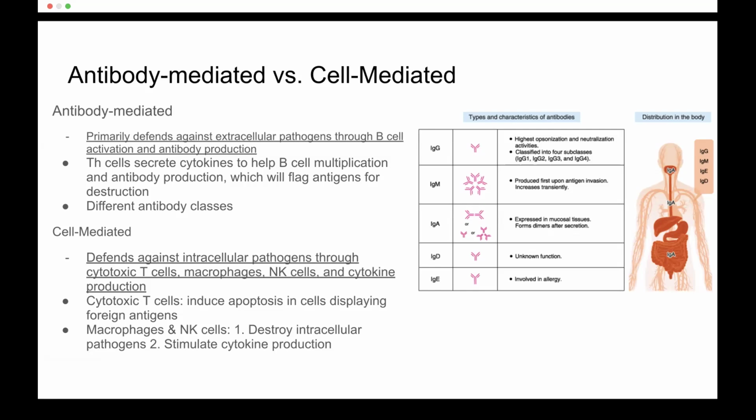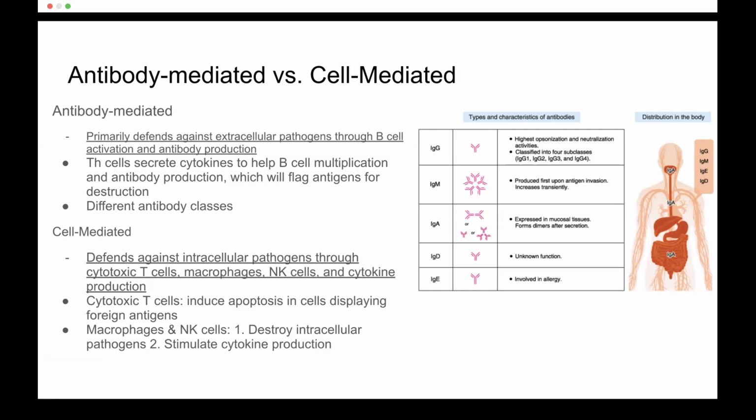And there are different antibody classes. I have a chart and a diagram on the right showing they're categorized by different functions, and they also reside in different parts of the body.